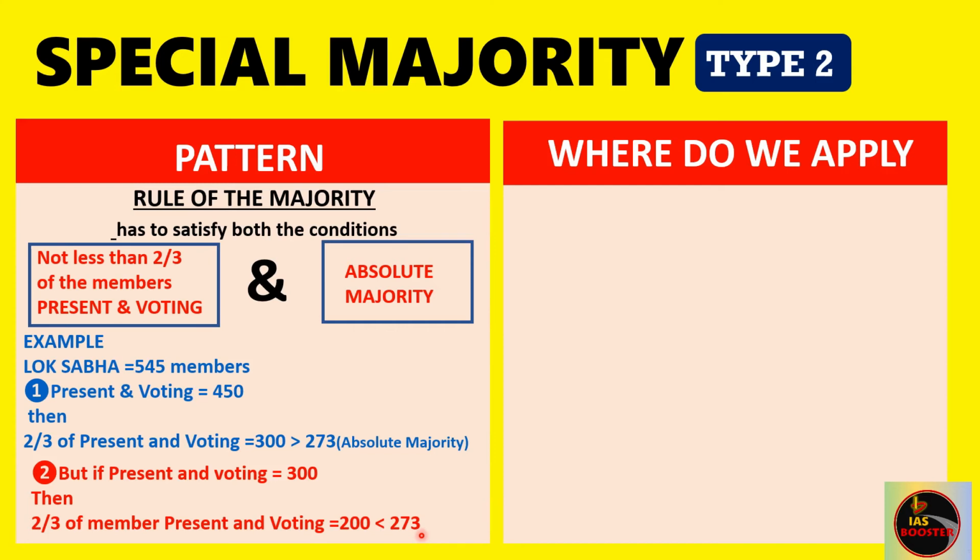That means below the 273 or the absolute majority. So it doesn't satisfy the second condition of the rule. Since it doesn't satisfy the second rule, even if you have 2/3 of the total members present and voting, you cannot pass the bill using this special majority type number 2. That is what it is saying.